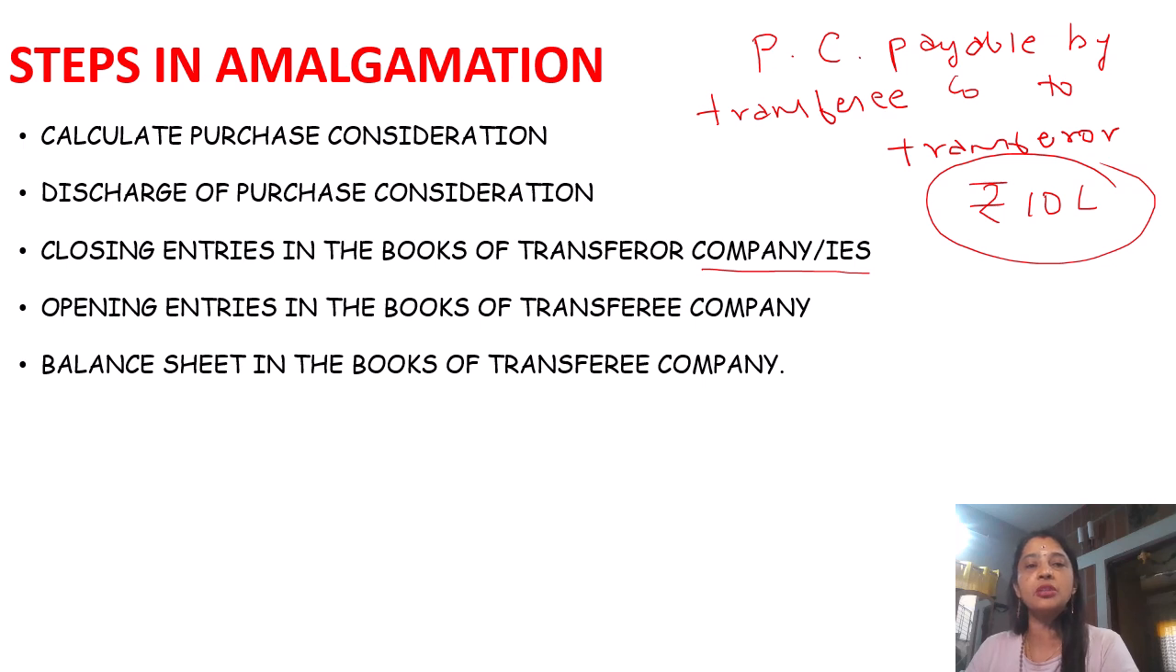That time, closing entries in the books of the transferor company. So depending on how many companies were taken over or merged, you will say it in the singular or the plural form. But opening entries will always be for only one company. So opening entries in the books of the transferee company and balance sheet in the books of the transferee company. So these are the important steps in amalgamation.